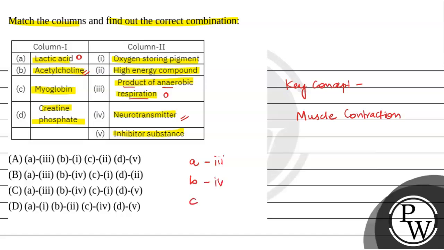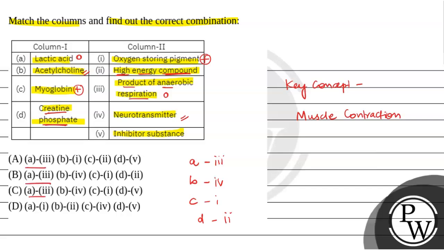सी मायोग्लोबिन. मायोग्लोबिन जो होता है इट इज ए ऑक्सीजन स्टोरिंग पिगमेंट विच इज फाउंड इन दी मसल्स. तो सी का हो गया 1. There's creatine phosphate, and creatine phosphate we just saw, it is a high energy compound just like the ATP, which stores phosphate bonds in the muscle. So D का हो गया 2.